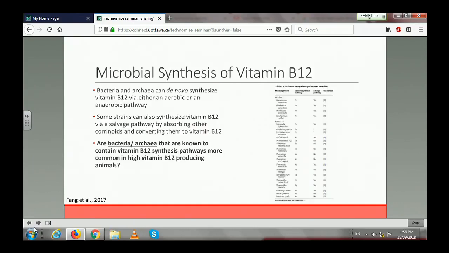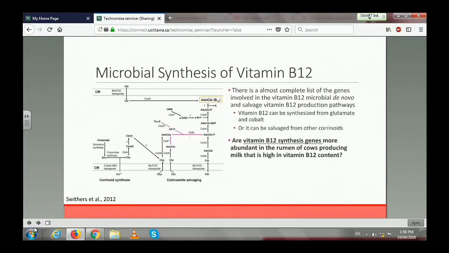And we know a lot about this. We've just never put it all together. So we already have a list of all the bacteria that are really good at making vitamin B12. It's probably hard to read, but there's a list. It's very complete. So our question here is, those guys that are making vitamin B12, are they more common? Are they at a higher population in the rumens of animals that have a higher vitamin B12 synthesis output? And that's one thing we're going to be looking at.